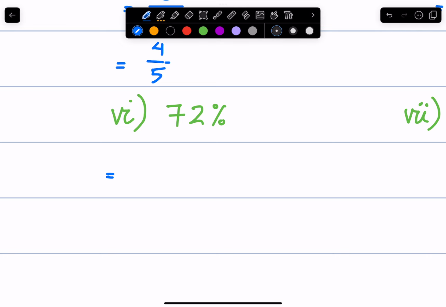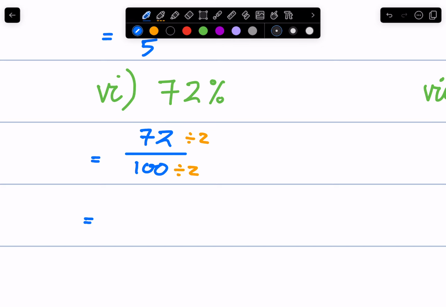Same thing for this, 72%. Well, that's just really, again, over 100, and it's going to be 72 over 100. Now it's just a matter of simplifying this fraction. You can do this in any method that you would like. So 72 divided by 2: 2 goes into 7 3 times with a remainder of 1, and then 2 goes into 12 6 times. So half of 72 is 36. Then half of 100 is 50.